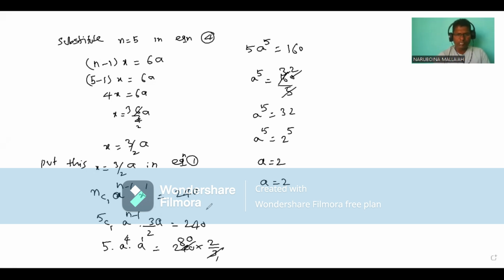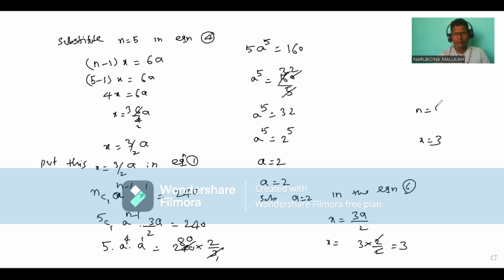Now substitute this a value in the equation. Substitute a is equal to 2 in the equation x is equal to 3a by 2. This is the sixth equation. So in this sixth equation, substitute a is equal to 2. Now x is equal to 3 into a value, which is 2, by 2. 2 gets cancelled. We got 3. So x is equal to 3.